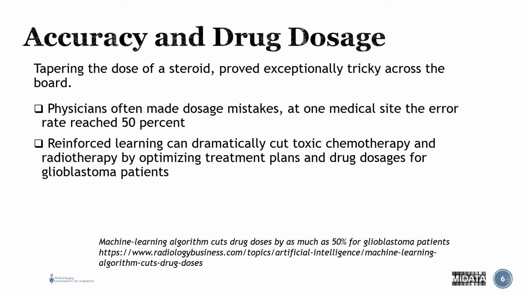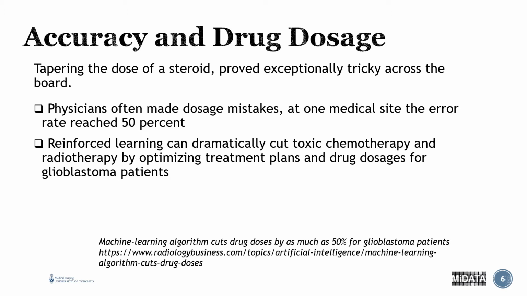So let's move on to an example for accuracy. The one we're going to use here is drug dosage, in this case corticosteroid drug dosage. The context is the treatment of glioblastoma patients, or brain cancer, where when you treat the glioblastoma in order to reduce the size of the tumor or excise it, you have to also be mindful of the swelling or edema in the brain that occurs due to your treatment.